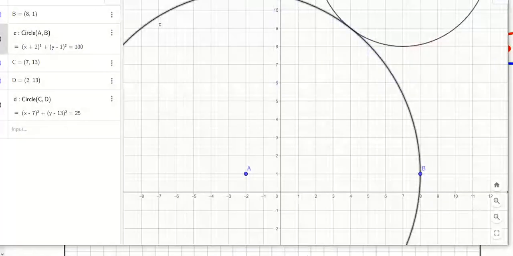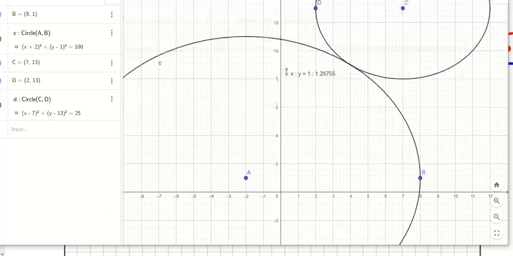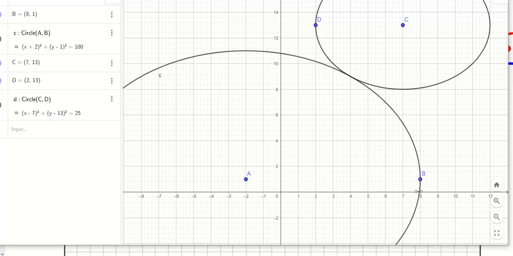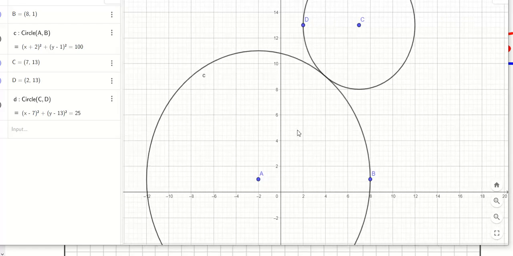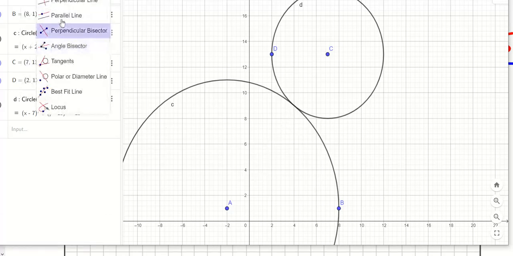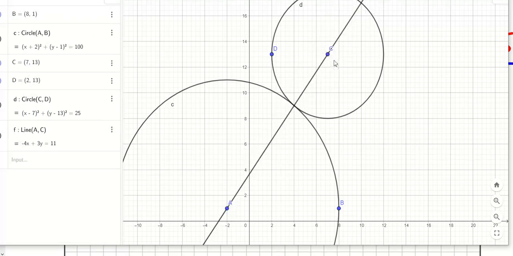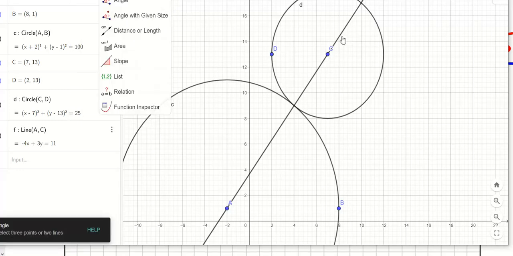So I'm going to show you a diagram here, right? This diagram here is actually the two circles in question, basically touching each other externally, okay? This is the point 7, 13, radius 5. This is minus 2, 1, radius 10. Now, along this line here, the line joining the two centers together, I can pick any point along this line and I can form a new circle at will.